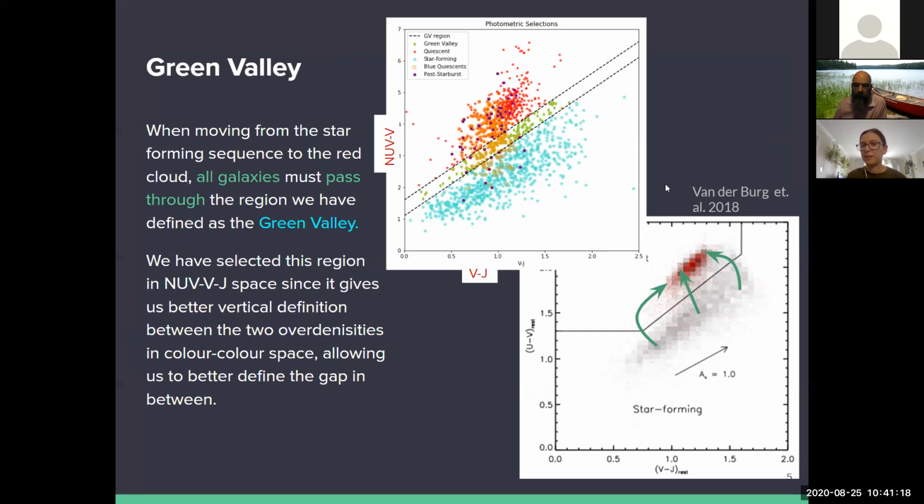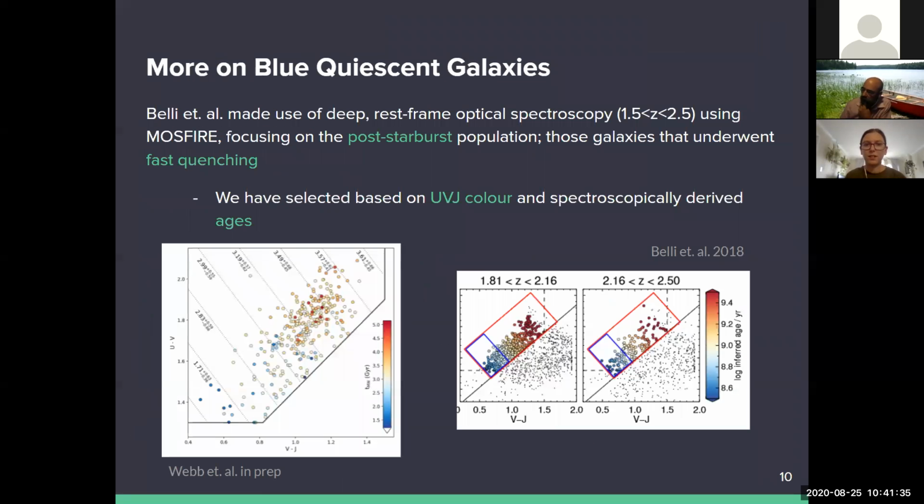Okay, and second question is, have you cross-matched your results with Christy Webb's results on the ages of these galaxies? And are there any kind of distinctions between the different populations in terms of their stellar population ages?